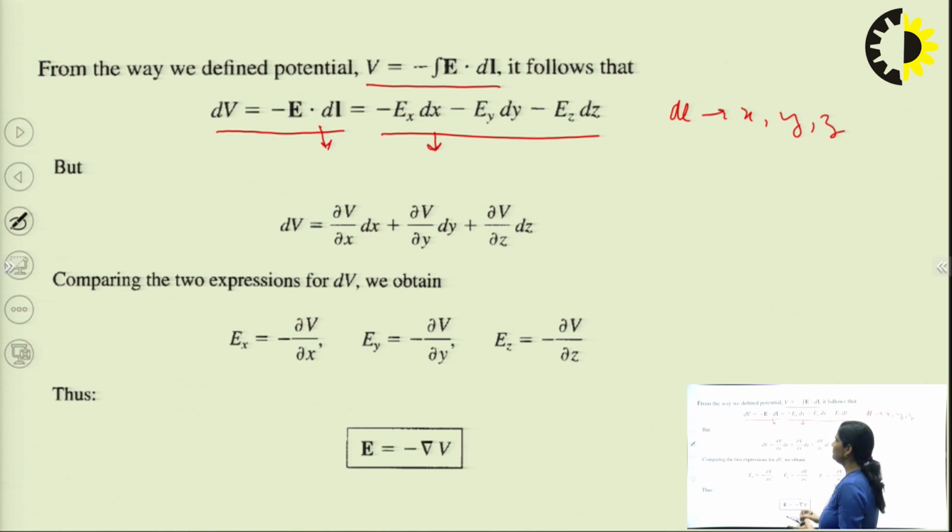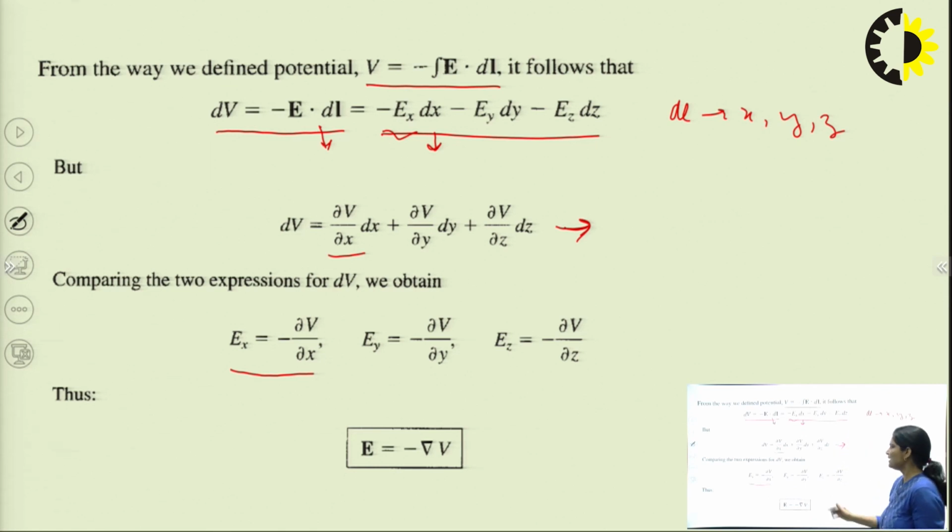So you will get dV, this is the differential potential, and as you all know, dV is equal to del V upon del x dx plus del V upon del y dy plus del V upon del z dz. So this is also the equation, as we have already covered in the previous lectures. So we can compare this equation to this equation. So you can compare, minus Ex and del V upon del x. So you will get Ex is equal to minus del V upon del x, Ey is equal to minus del V upon del y, Ez is equal to minus del V upon del z.